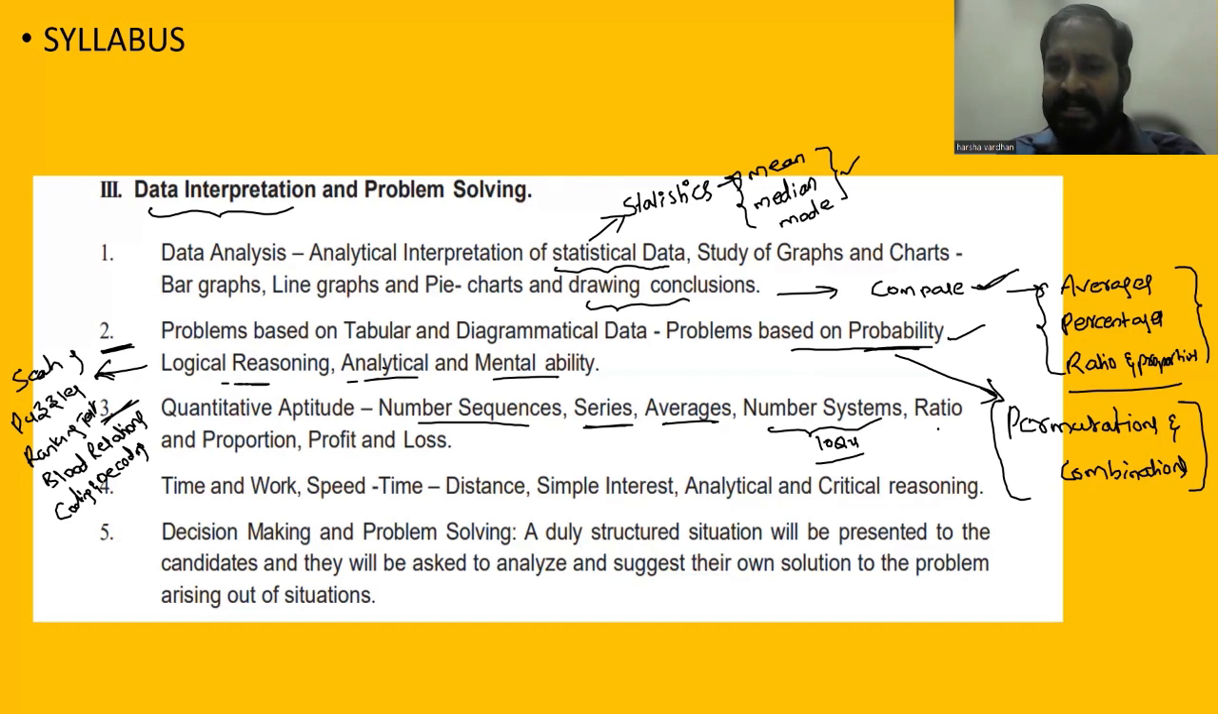They may ask us ratio and proportions, profit and loss. See, nowhere here have you seen the word percentage. But percentage comes under profit and loss and proportions. Why? Because percentages are linked with proportions and profit and loss.